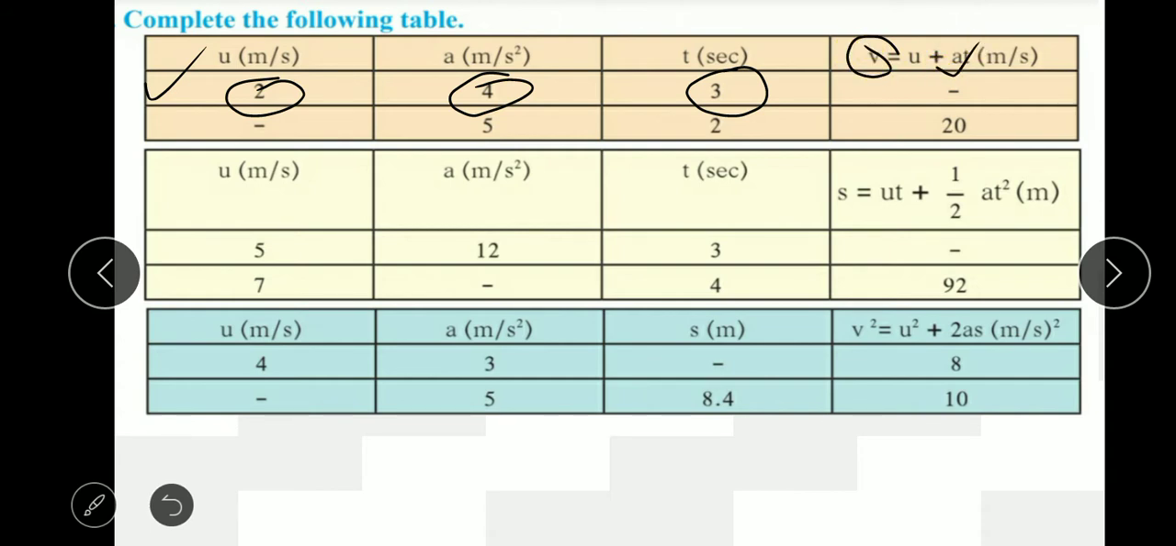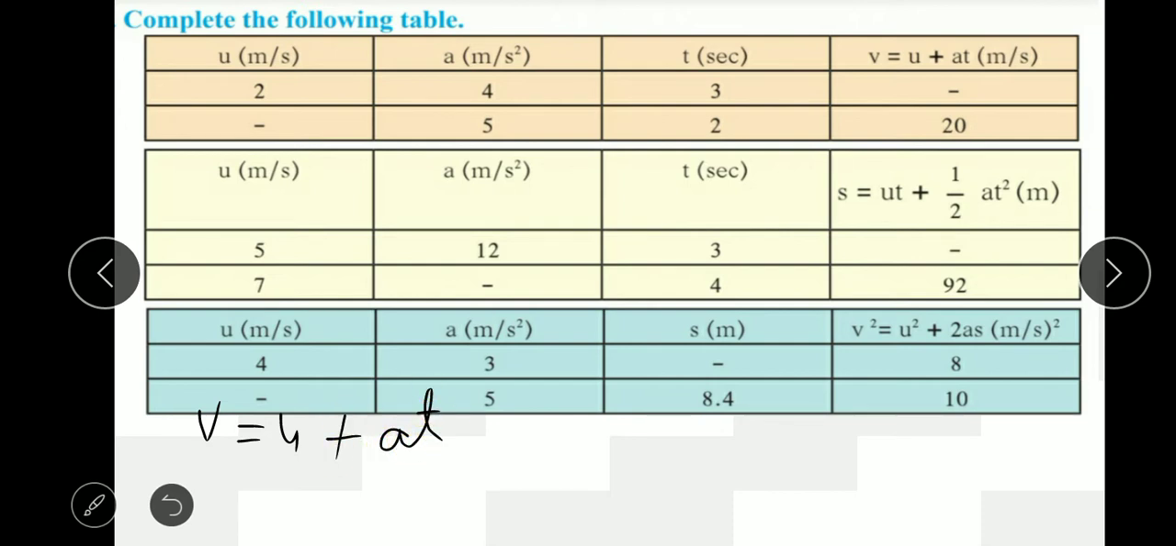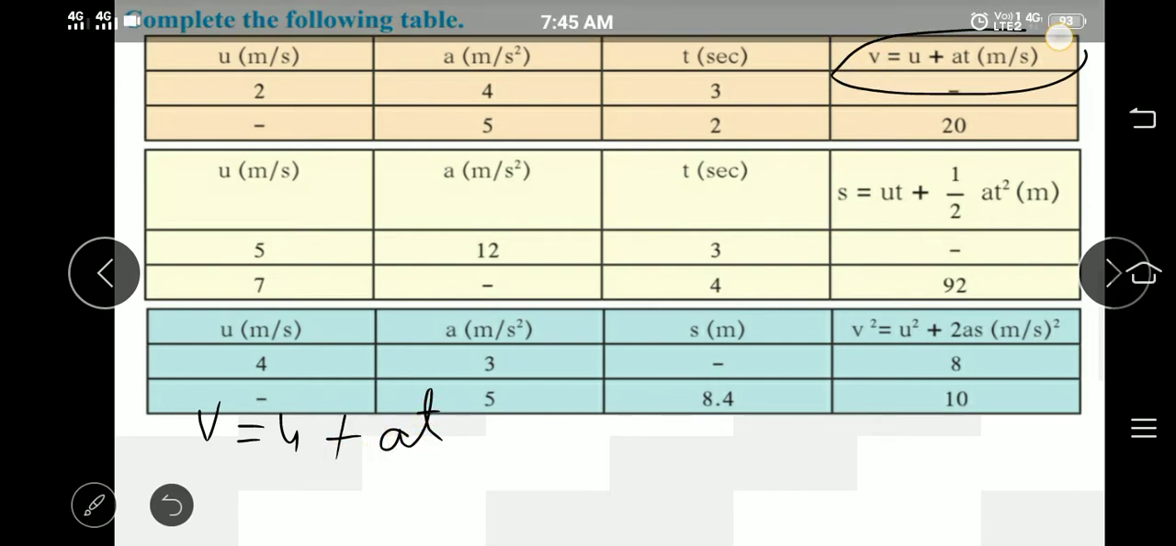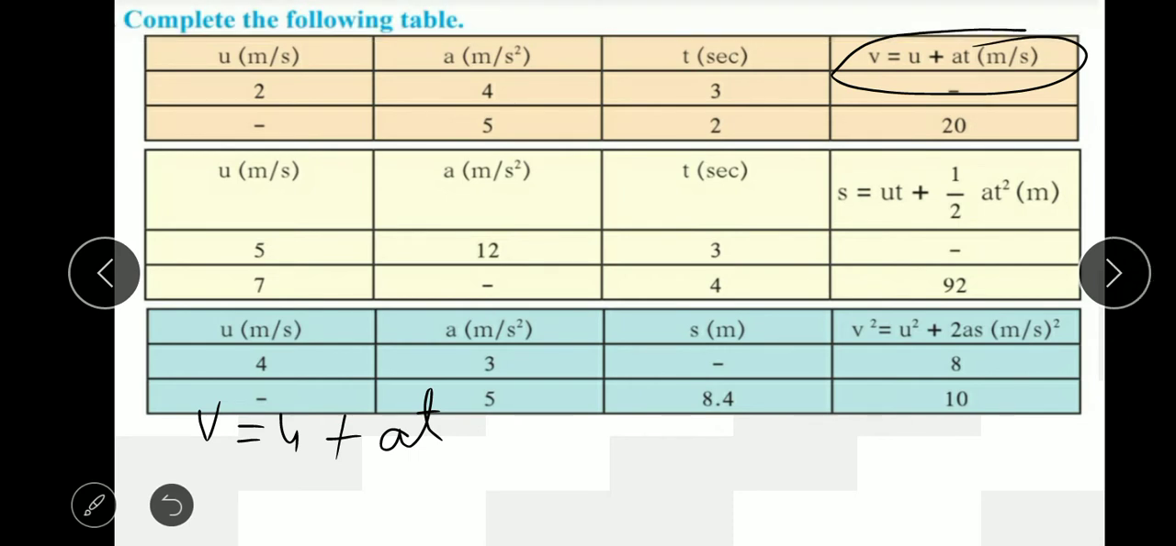The formula is also given over here, students. We have to use the same formula: v is equal to u plus at. So I'll write the same formula here, students. v is equal to u plus at, the same formula which is given over here.